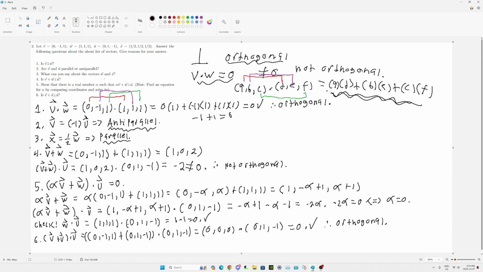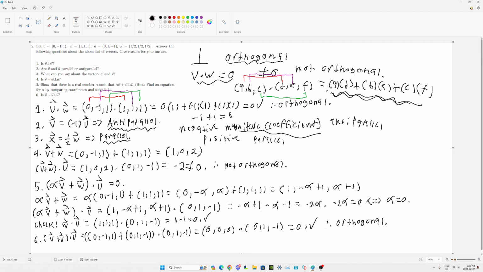Next one is, are v and u parallel or antiparallel? In this case, we can just look at it. What is v made up of? Well, v is equal to negative 1 times u. So that means antiparallel. We have a negative magnitude, which you can just imagine as a coefficient. Negative magnitude, that's going to be antiparallel. Similarly, the opposite of that, a positive one, means that it's parallel.